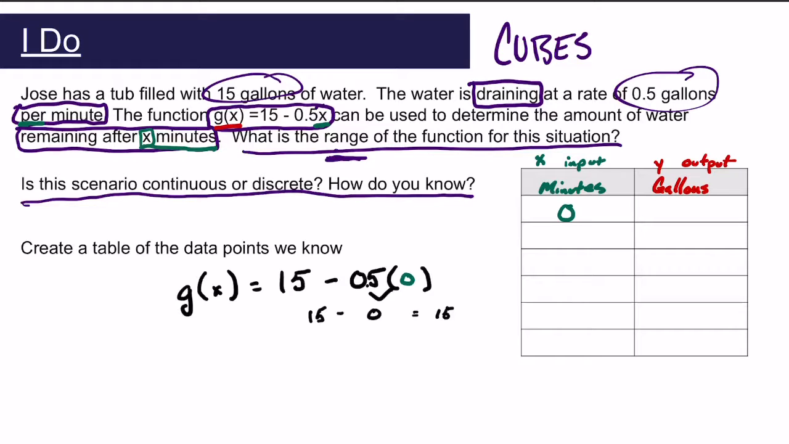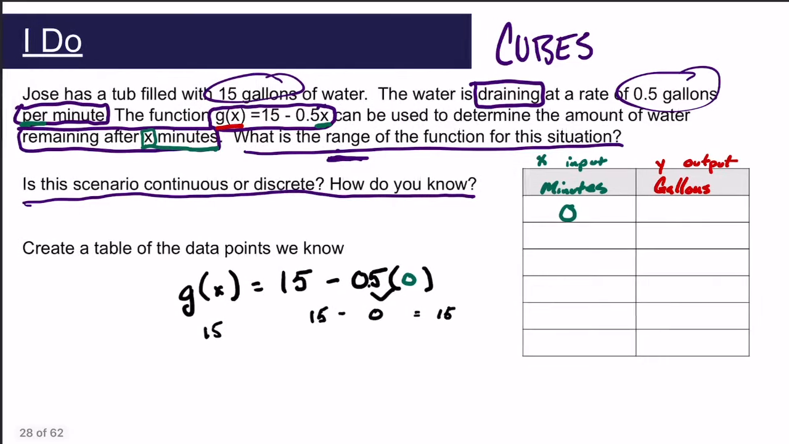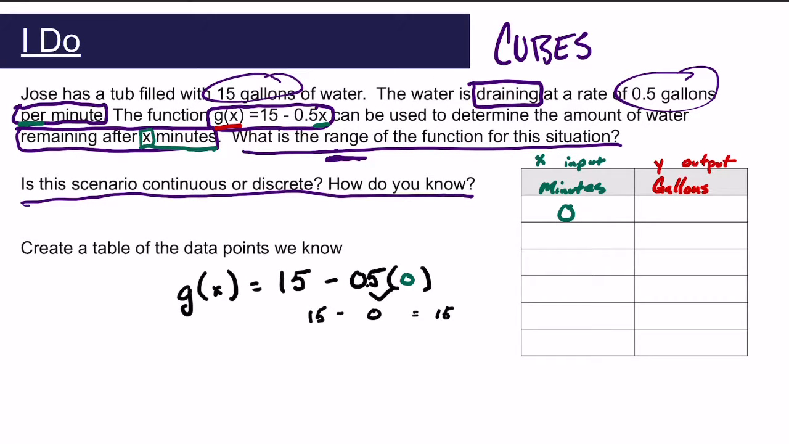So this is my output right here. I could actually put 15 right here, but it's just going to take too much time. But I did it anyways. So there you go. After 0 minutes, there's 15 gallons still remaining. Well, you can also think about that conceptually. If I haven't started the draining process after 0 minutes, there should still be the same amount of water we started with. And we started with 15 gallons. So at 0 minutes, there should be no water draining at that time.